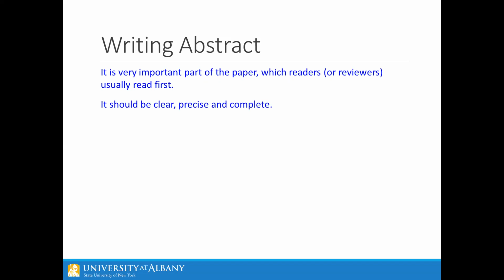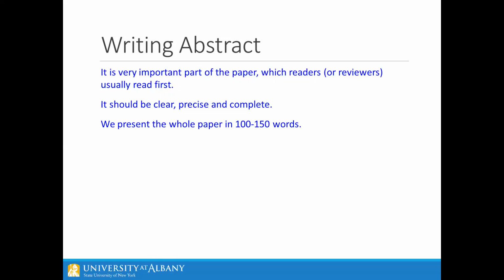Okay, it should be clear, precise, and complete. Complete means it should cover a bit of introduction, a bit of related work, a bit of proposed method, a bit of experimental design, a bit of conclusion. Okay. A good abstract would be usually 100 to 150 words. It should not be too long. It should not be too short.